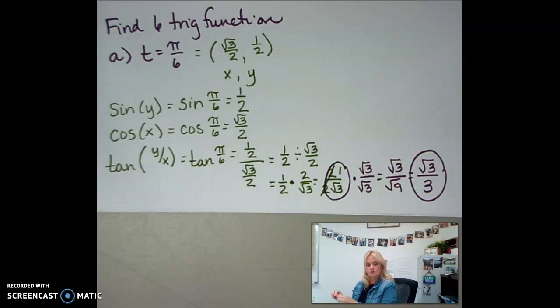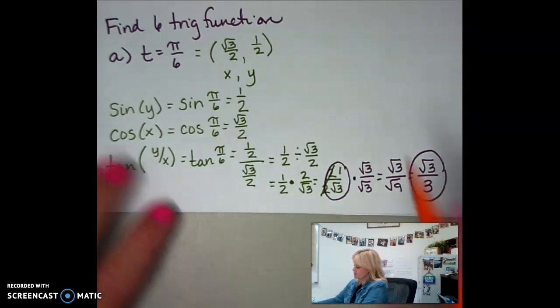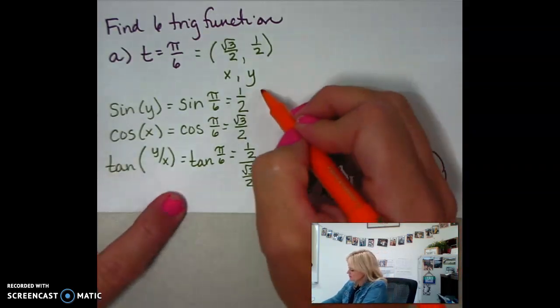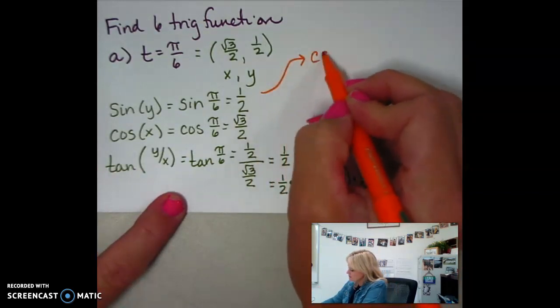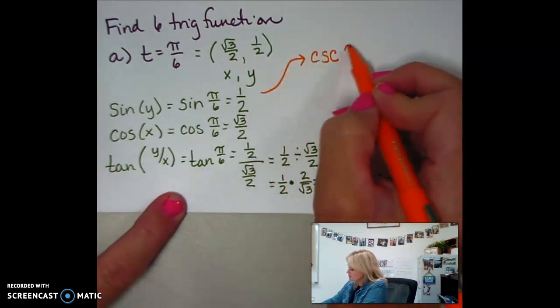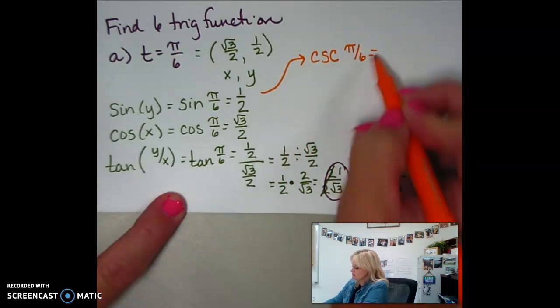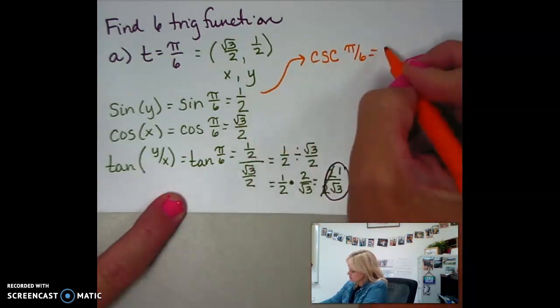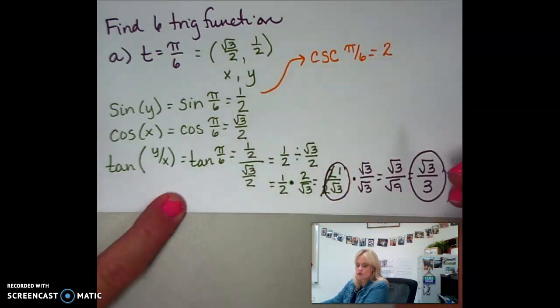All right, let's go to the other 3 trig functions. We know that the cosecant is the reciprocal of sine. So if sine is 1 over 2, the cosecant then is 2, or 2 over 1.